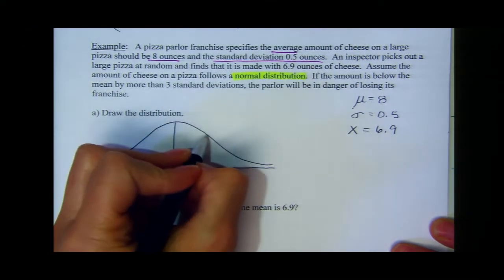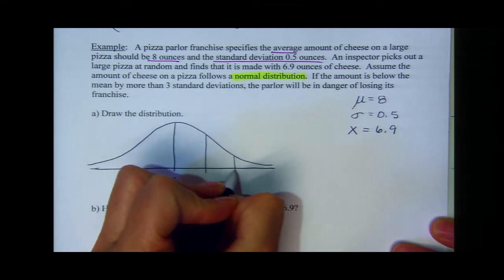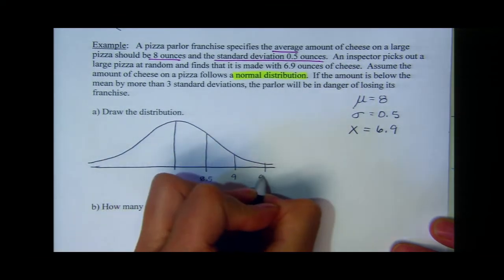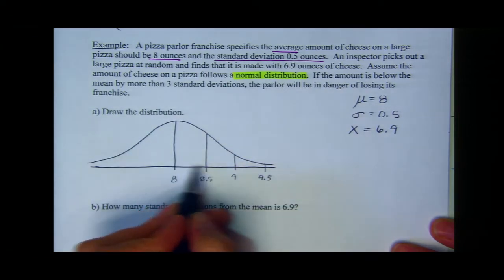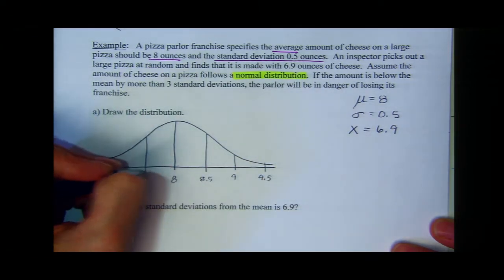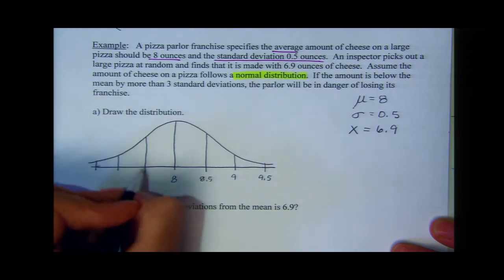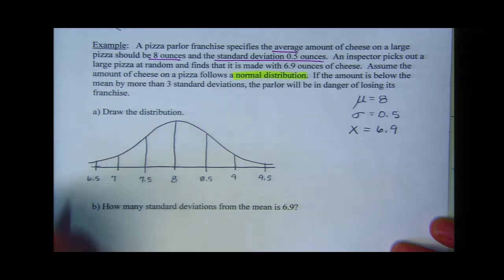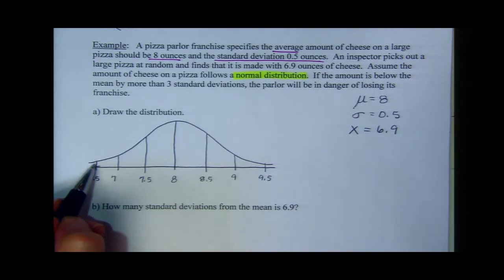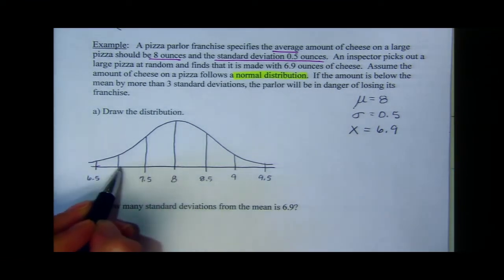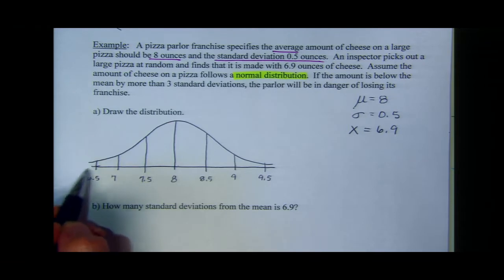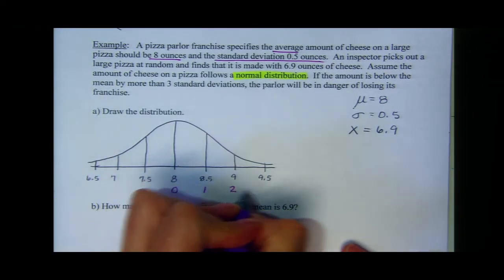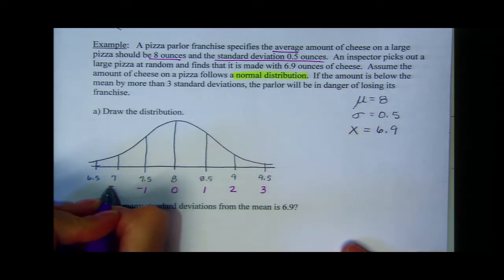Here's 8 ounces. So this would be 8.5, 9, 9.5. Everybody's hoping to have above average with their pizza, the cheese. All right, so this would be 7.5, 7, and 6.5. So remember, it's out here. If they are below 1, 2, 3 standard deviations, then they might lose their franchise. Now, if we standardize these numbers, then this is what we're looking at.